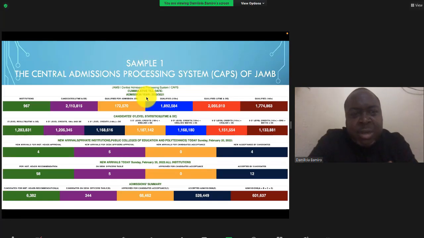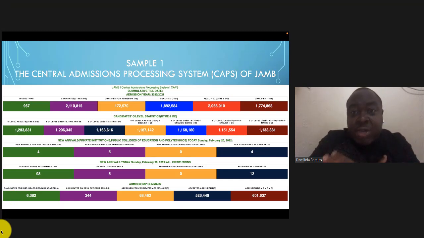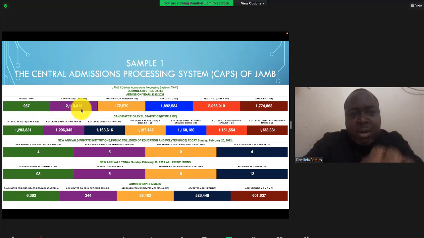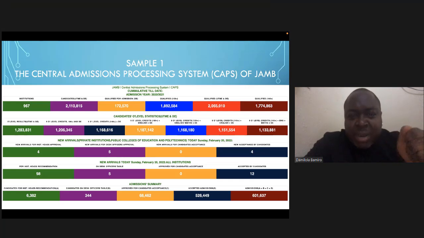This is the dashboard of what we call the Central Admission Processing System of JAMB, which we use to monitor admissions in more than 800 institutions nationwide. Let me quickly rush through. This tells you that the number of institutions in the system is 967. Total candidates that applied is 2.1 million. Qualified for admission is this and that. One thing about this dashboard: anything changes anywhere, in 1-2 seconds, this dashboard has changed.